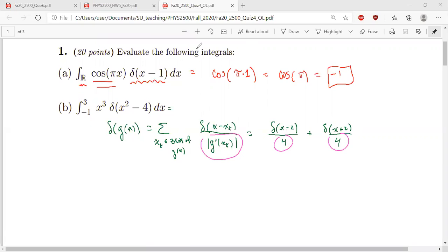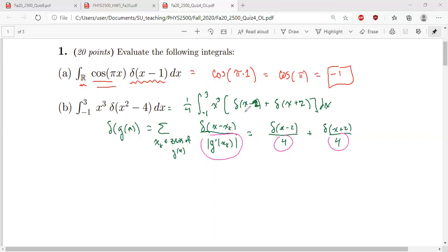Okay. So this is a sum of two delta functions, and we can take the 1/4 out front. However, only one of these vanishes inside the interval over which we're integrating. Oops, so that's a 2 and a minus 2.